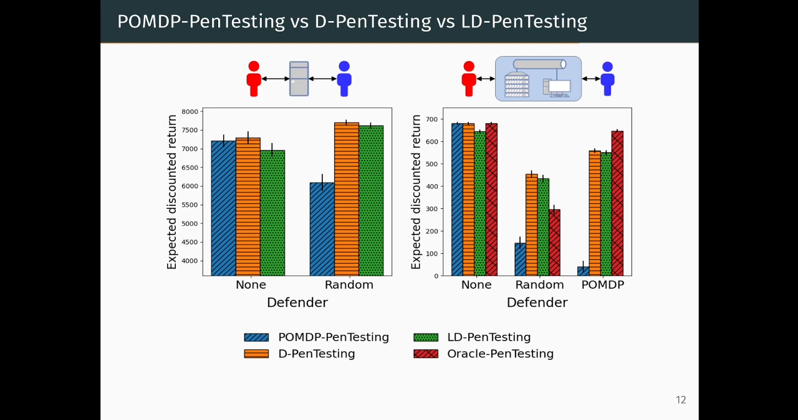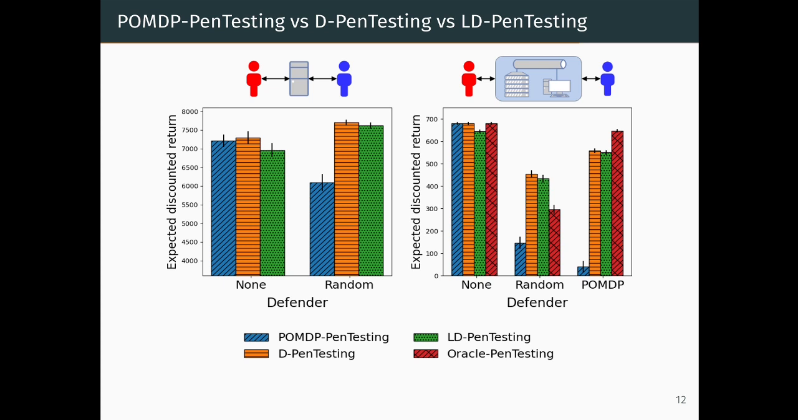We can see that both D-pen testing and LD-pen testing are comparable to the POMDP pen testing when there is no defender, while significantly outperform POMDP pen testing once a defender is introduced. This is because the original POMDP model is unable to adapt to changes made by the defender, while our models can.